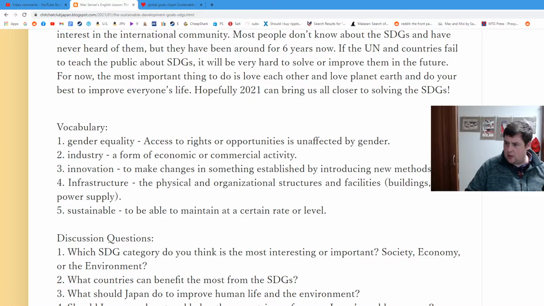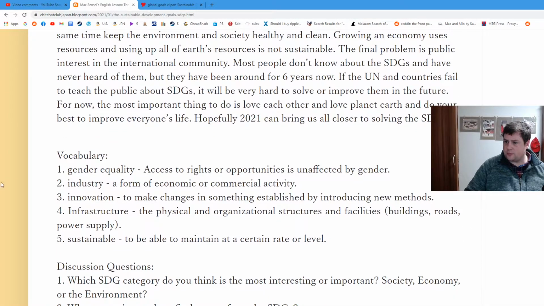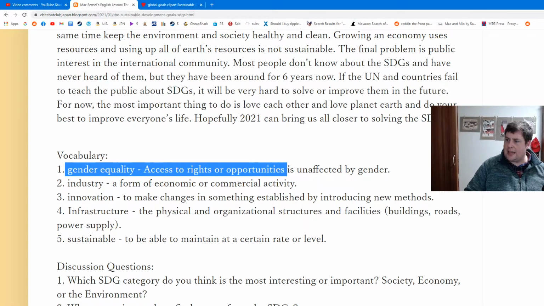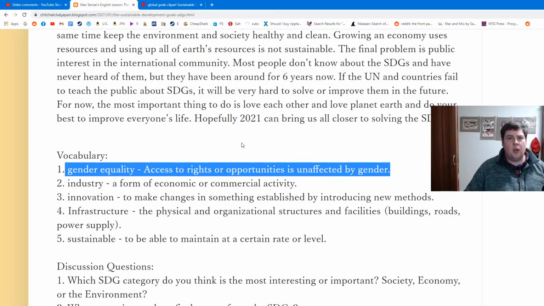So our first vocabulary word is two words: gender equality. Gender equality. And this means access to rights or opportunities is unaffected by gender. So you might think that, oh, that's a man's job, or, oh, this is only for women to learn, and things like that. Well, gender equality tries to cancel that kind of thinking. It tries to give access to opportunities no matter what gender a person is.